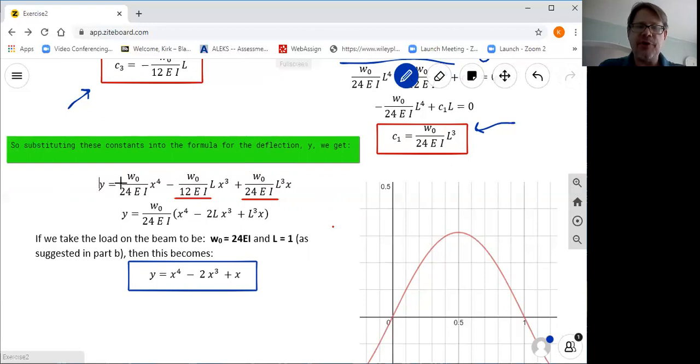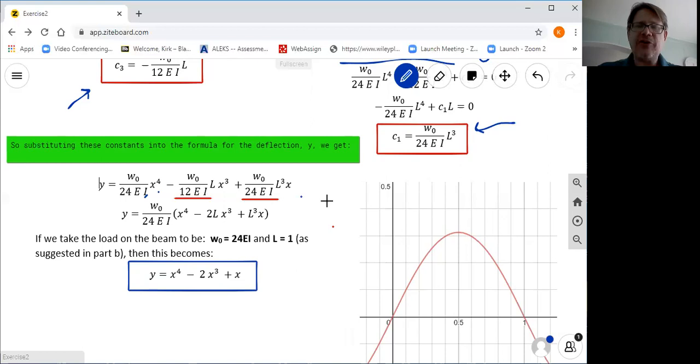Y is W sub 0 over 24 EI times x to the 4th power minus W sub 0 over 12 EI times L times x to the 3rd power plus W sub 0 over 24 EI times L to the 3rd power x. That is our 4th order polynomial. Notice, as we said before, the constant piece and the x squared piece are missing because those 2 constants were 0.